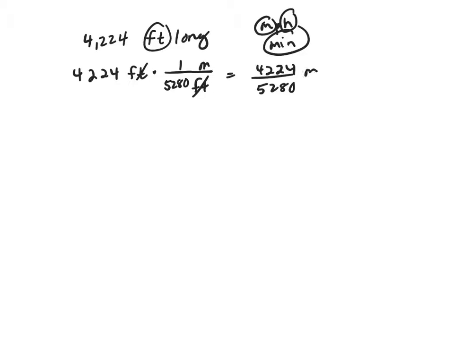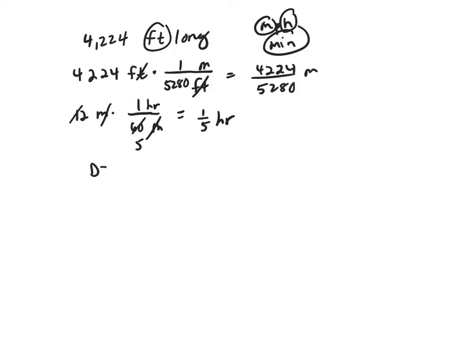So I got that. And now let's take that 12 minutes and let's change it to hours. So I want minutes to cancel. And we know there's 60 minutes in 1 hour. So those cancel. 12 will go into 60 5 times. So that's going to be 1/5 hour.